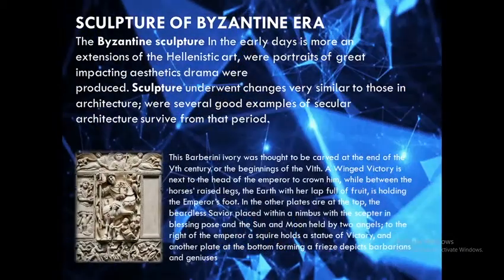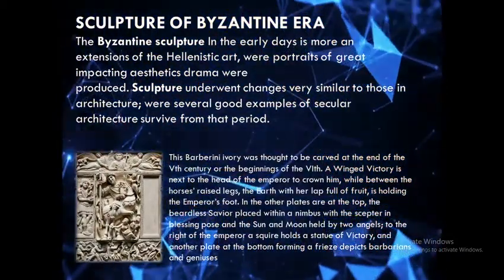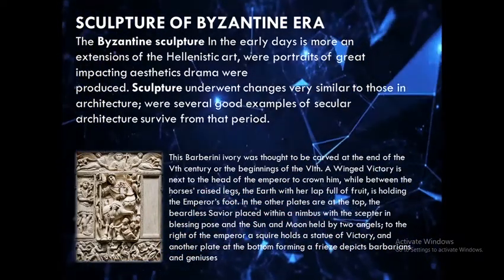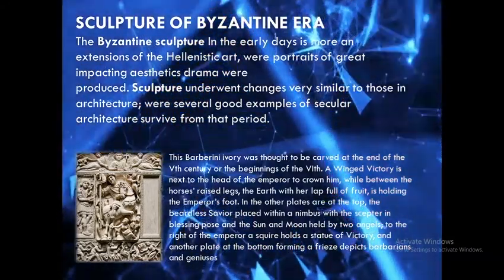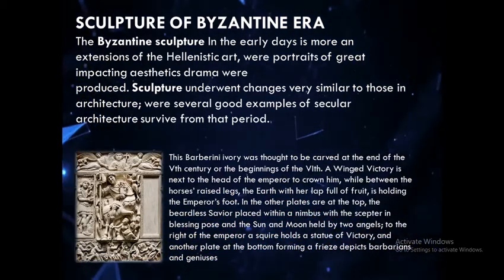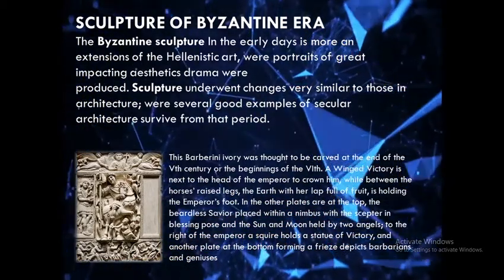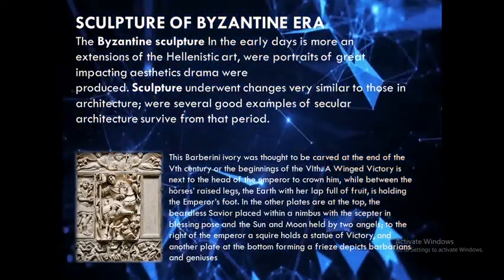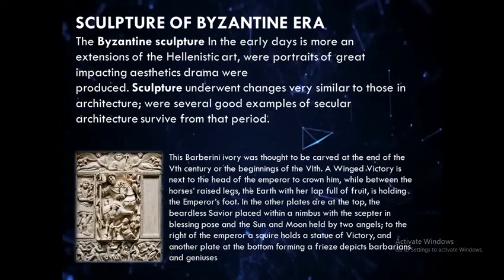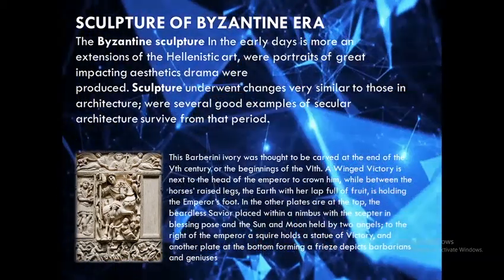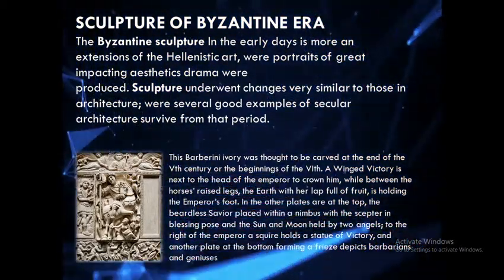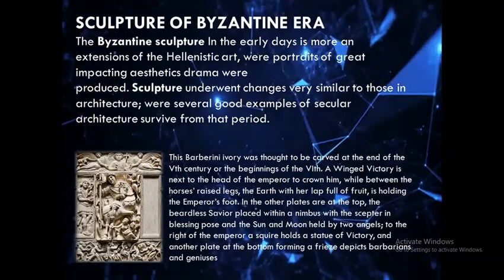This Barberini ivory was thought to be carved at the end of the 5th century or the beginning of the 6th. A winged victory is next to the head of the emperor to crown him, while between the horse's raised legs, the earth with her lap full of fruit is holding the emperor's foot. Other plates are at the top. The beardless Savior is placed within a nimbus with the scepter in a blessing pose, and the sun and moon are held by two angels. To the right of the emperor, a squire holds a statue of victory, and another plate at the bottom forming a frieze depicts barbarians and geniuses.